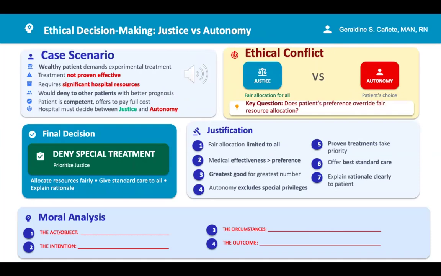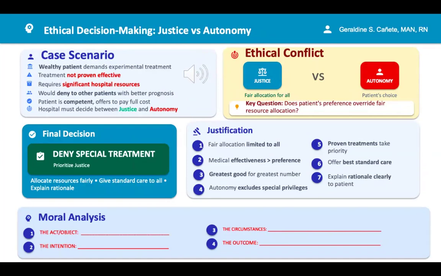Now, here's another case. The case explores the conflict between a wealthy patient's demand for experimental treatment and the fair allocation of limited resources. So, what do you think is the most ethically sound approach? I challenge you to critically evaluate the reasoning.